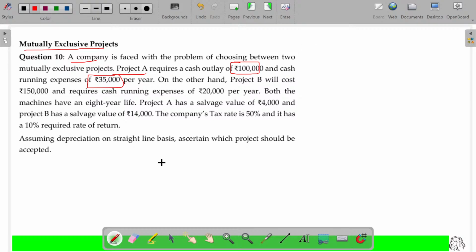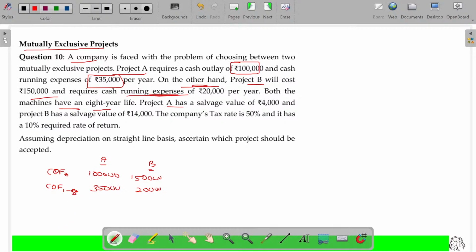So we have project A as well as project B. The cash outflow at the 0th period is 1 lakh for A. Apart from that, there is a cash outflow from year 1 to the life end of 35,000 per year. On the other hand, project B will cost 1,50,000 and requires a cash running cost of 20,000 rupees per year. Both machines have an 8-year life. So how many years is the life? 8.